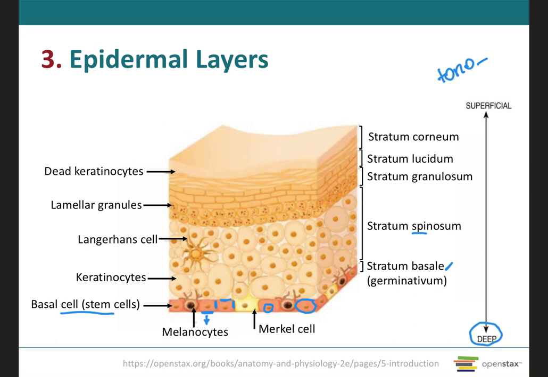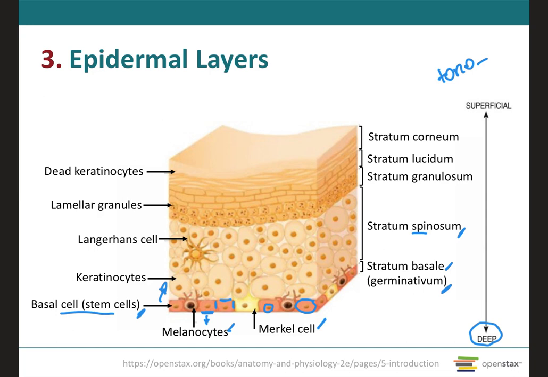Besides the keratinocytes and the stem cells, we also have the presence of melanocytes and tactile epithelial cells, which are called Merkel cells, and we will talk more about the different cell types in the next slide. The stratum basale is sometimes also referred to as stratum germinativum. Germinativum means sprout, and this comes from the fact that the stem cells located in this layer will give rise to new keratinocytes.